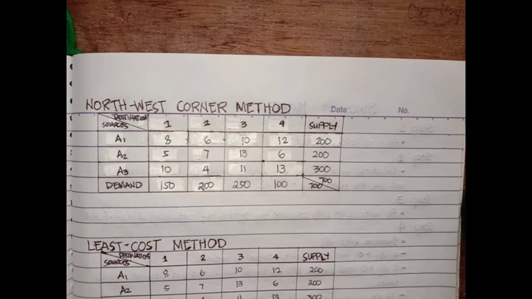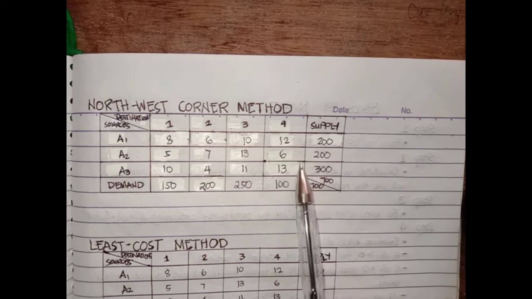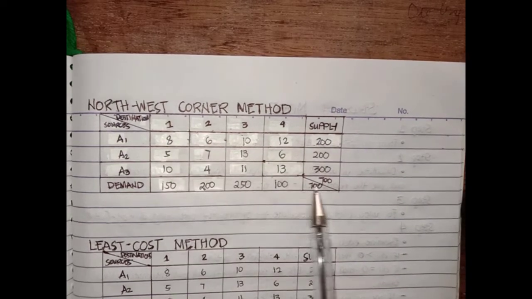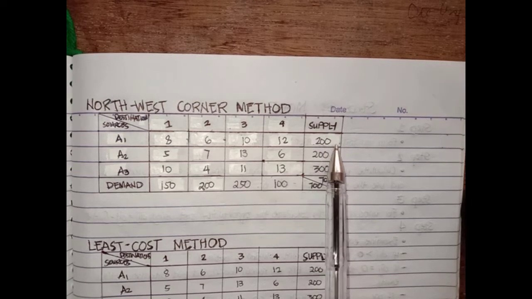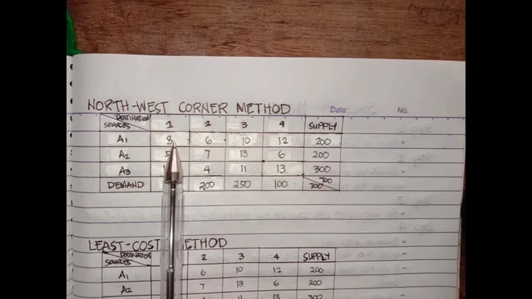So first we will solve using the northwest corner method. In the northwest corner method, we will see the table and we will allocate in the northwest corner. The northwest corner in this table is in the cell with 8. So we will allocate here.